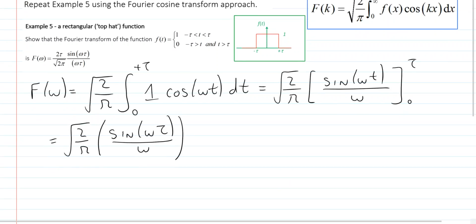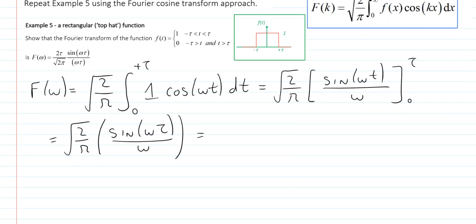And finally, we just need to manipulate slightly. We can write this again. We put a factor of tau in the top and the bottom of the function, just so that it becomes a function of omega tau. And then we also need to multiply top and bottom by the square root of 2, and that will give us the form that we got before.